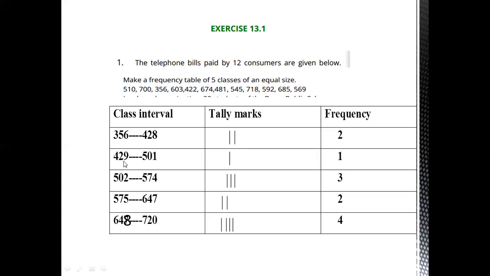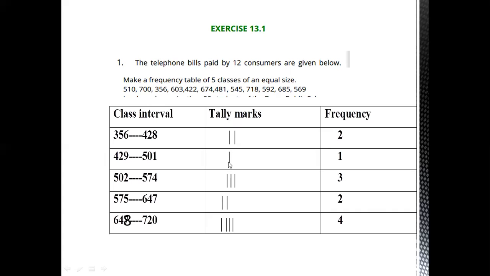Clear? The next interval is 429 to 501, means that in the given data you will check how many numbers lie between 429 and 501. Look, 481 lies in this interval because it is greater than 429 but less than 501. So in this interval 481 is lying, no other number, so its frequency is 1. And for tally marks you draw one line.